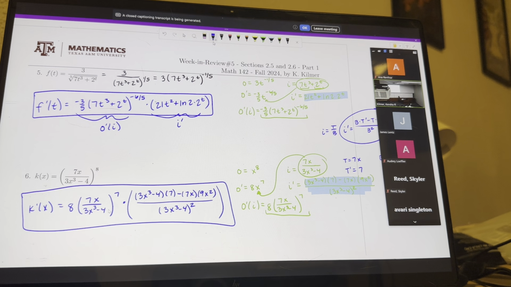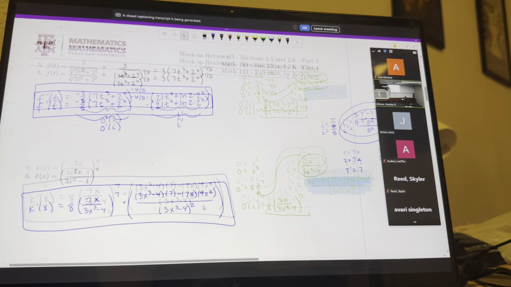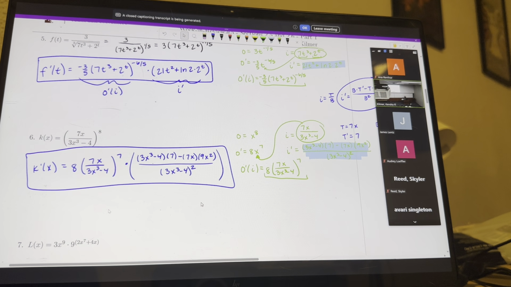Right, so again, you don't have to go through and define everything out like we do to the side. You could instead realize I have a function raised to a power. That power comes down in front. The inside function remains the same. I subtract 1 from the power, and then I multiply by the derivative of the inside. Right? But to find the derivative of this inside function right here, I have to use the quotient rule. Okay. Questions on that?